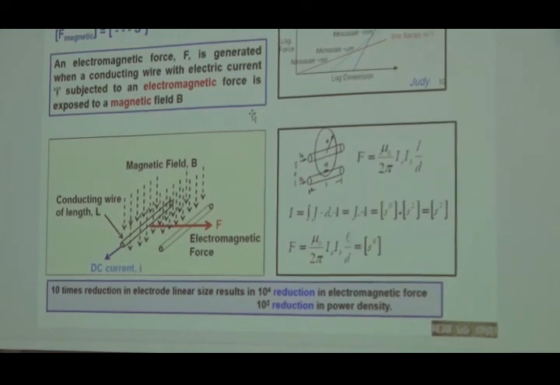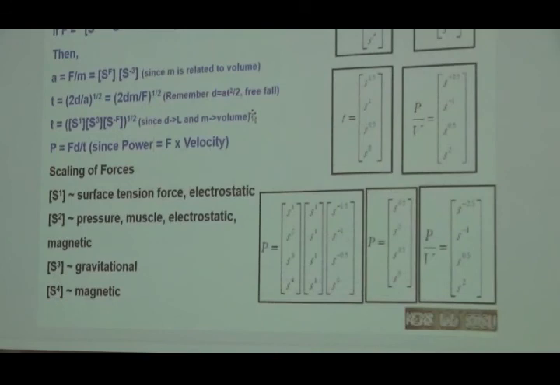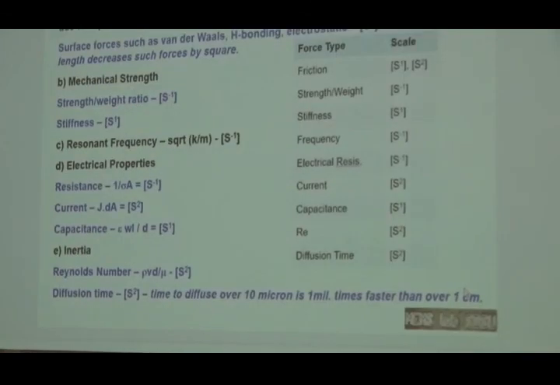Any question? It says 10 to the power 4, is that right? What? On the slide it says 10 to the power 4. Well, that's the electromagnetic force. It's to the power 4. Okay, yeah. But the power density. Okay. Yeah, if you go back. Yeah, S to the power 2. Right? Okay.